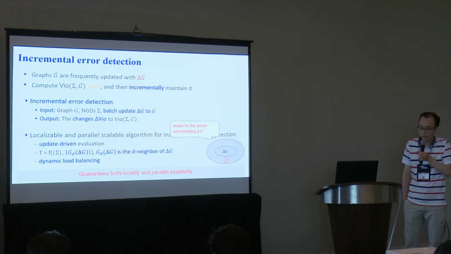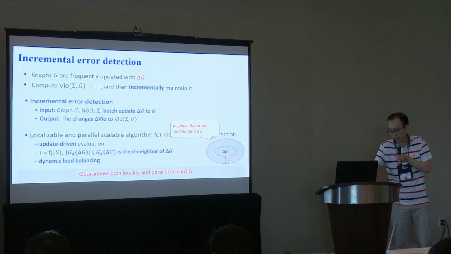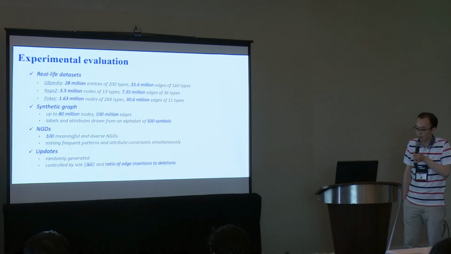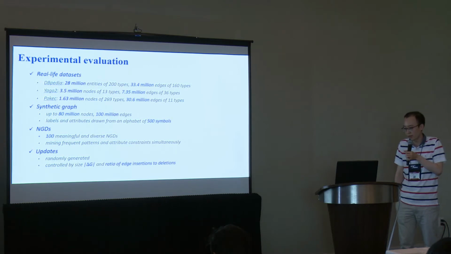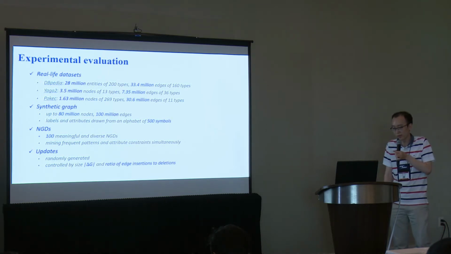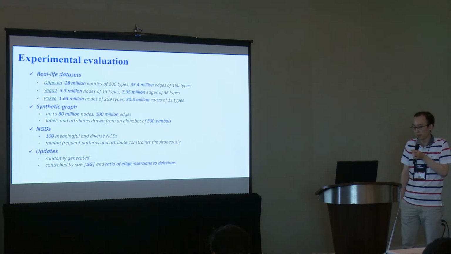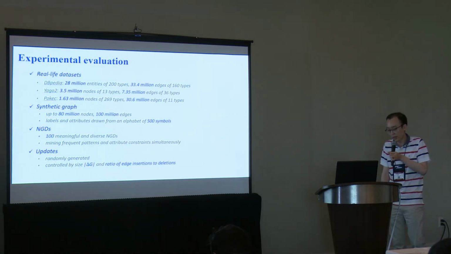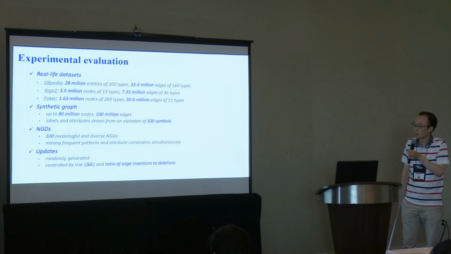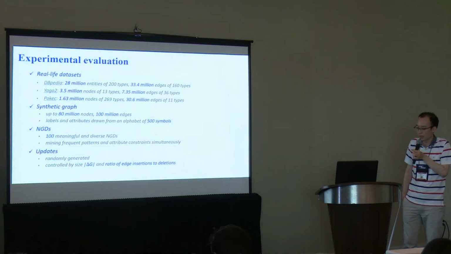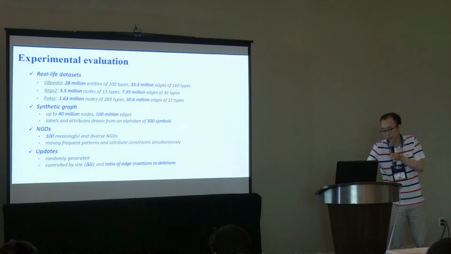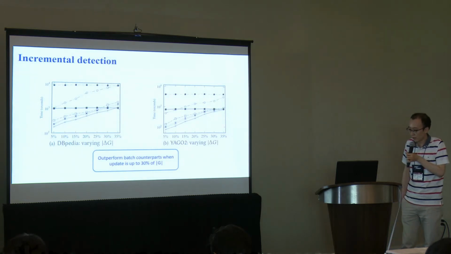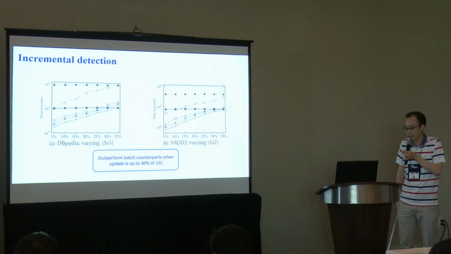These two features make incremental error detection feasible in large-scale graphs. We finally evaluated the methods on 3 real-life graphs, including both knowledge bases and social networks, and synthetic graphs. We discovered diverse and meaningful NGDs from the graphs, and in the incremental setting, the updates were randomly generated. We found incremental error detection is effective.